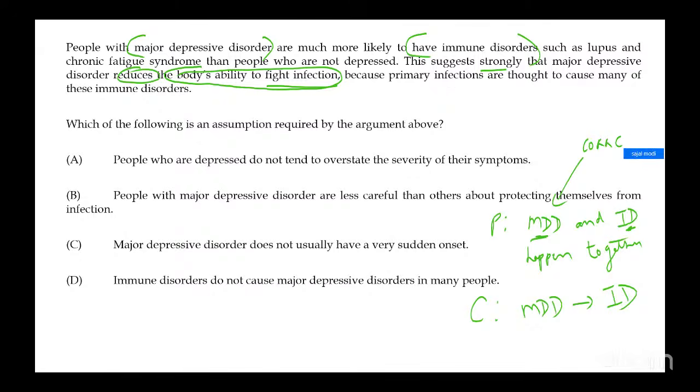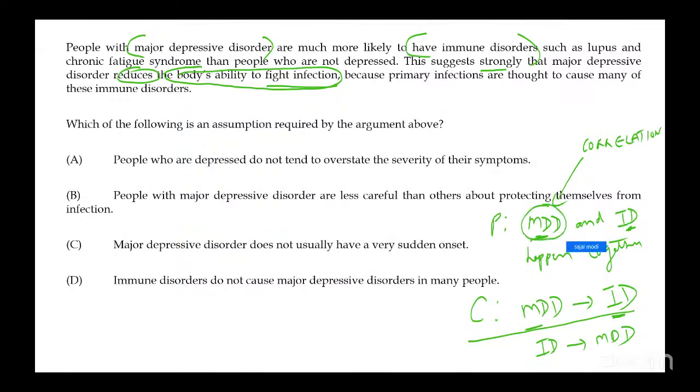So the author is drawing a cause-effect relationship based on this, let's say, correlation. Correlation kya hua? That A and B are correlated in the sense that A and B are happening together. So MDD and immune disorder are happening together in people. Based on that, the author is concluding MDD causes immune disorder. Now again, I'm just wondering to myself, could it be the case that immune disorder is causing the major depressive disorder and the author's reading is incorrect?